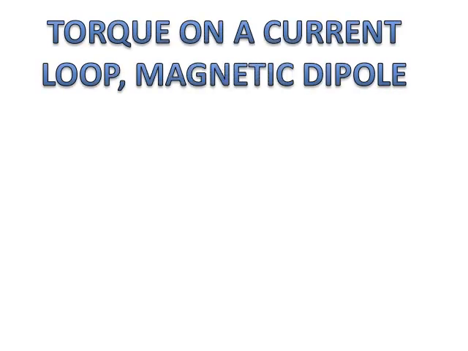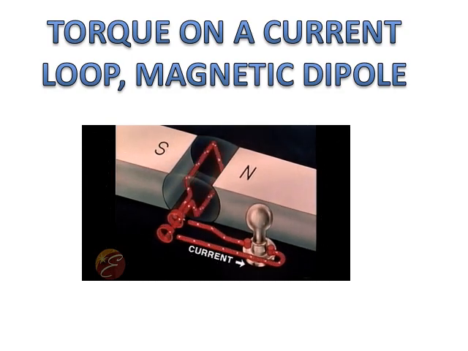Hello students. Today's topic, torque on a current loop magnetic dipole. We have already studied about torque in system of particles. You all had learned the example of a door. I hope you all remember it.